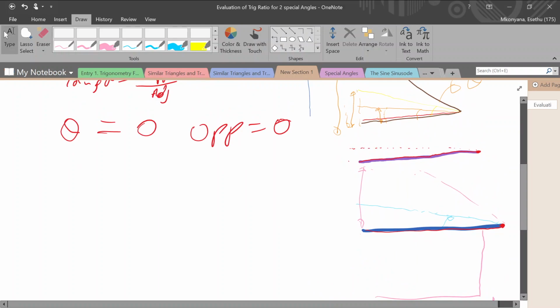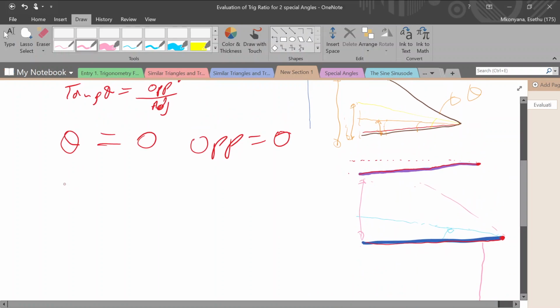So in the case where theta is equal to 90 degrees, the adjacent side becomes 0. Some people can say it becomes infinity, it doesn't matter, the adjacent side becomes 0. But I hope you get the idea.